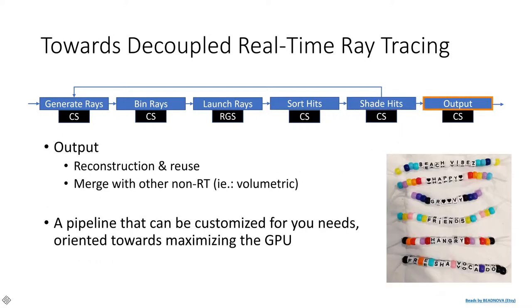Finally, the last stage is where the final result is put together. You might also handle reconstruction at different resolutions. You might reuse results. You might merge results with non-ray tracing effects. And of course, the devil's in the details, especially when it comes to reusing and merging results at different rates and different resolutions to reduce variance. But overall, this should give you a good idea of a general decoupled pipeline for real-time ray tracing in games.